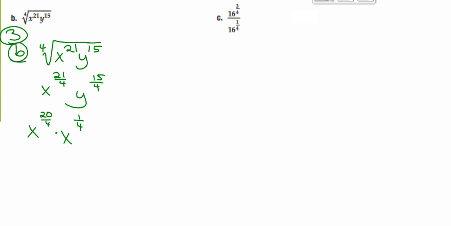So who thinks they can tell me how I'm going to break that y to the 15/4 up? Who can tell me how I'm going to do that? Yeah, so they have to add to 15 over 4, and 12 over 4 will be like the perfect one, and then the 3 over 4 is still going to be under the radical as we go.